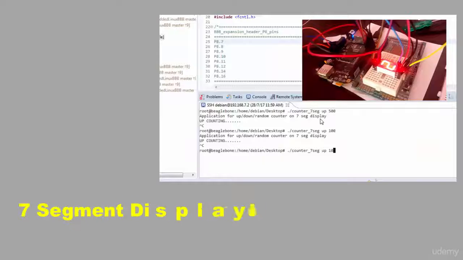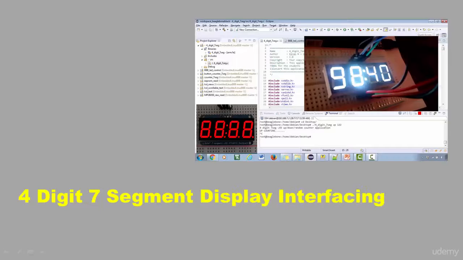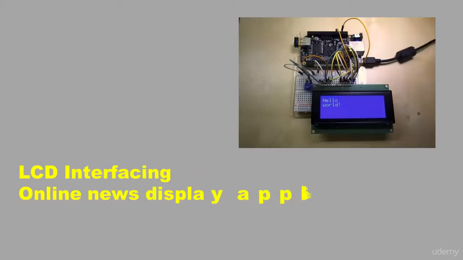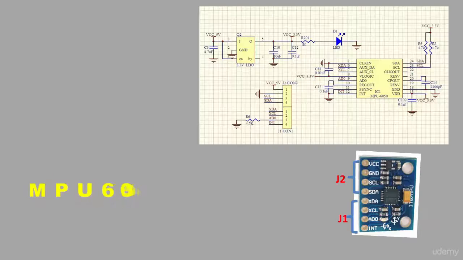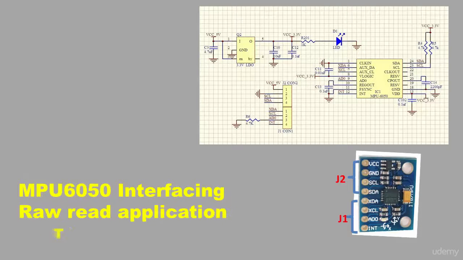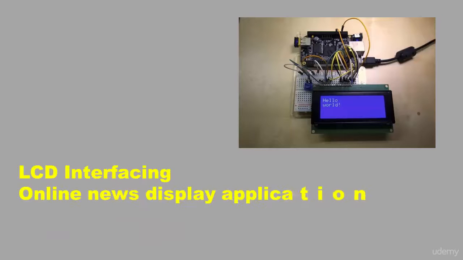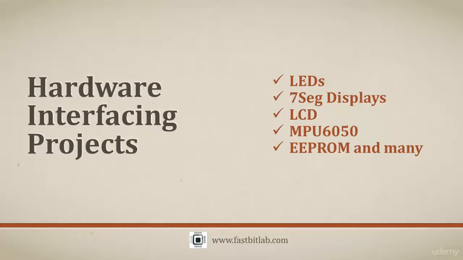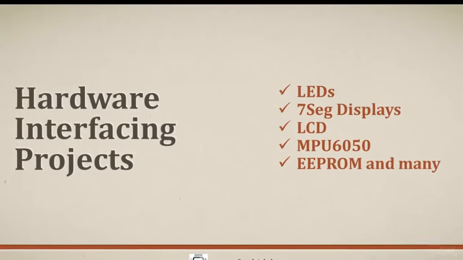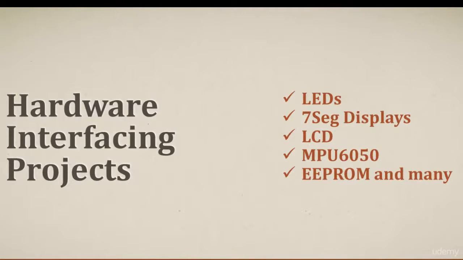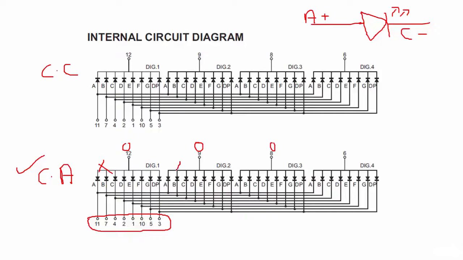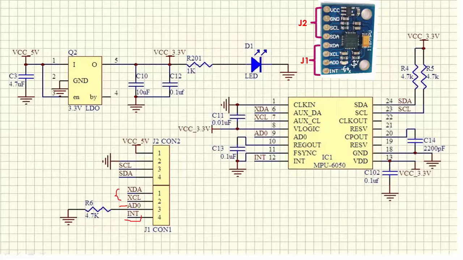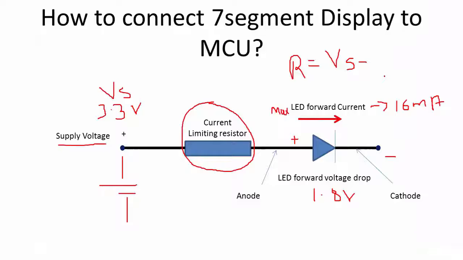The 7-segment display interfacing and 4-digit 7-segment display interfacing, LCD interfacing, MPU 6050 accelerometer and gyroscope sensor interfacing, tilt sensing application, online news display application, Twitter trend display application, EEPROM reading and writing application, and much more are covered with step-by-step explanations. Here you will learn interfacing of various commonly used peripherals to the Beaglebone Black hardware. You will understand their inner workings step by step and also develop code using C in the Eclipse environment.